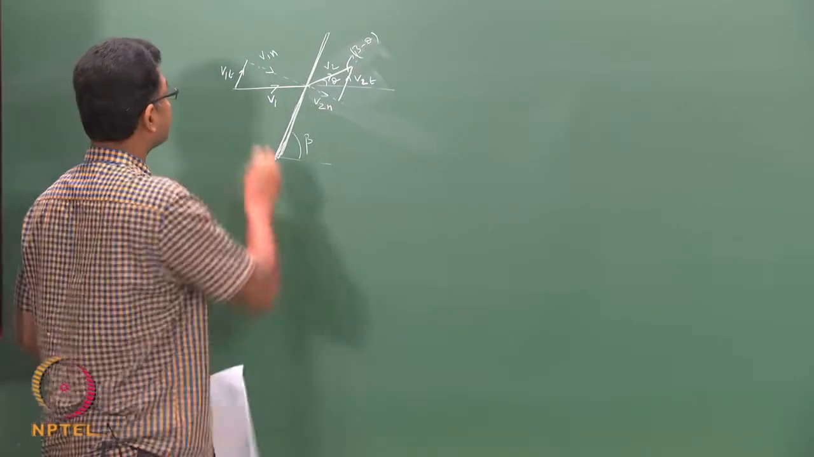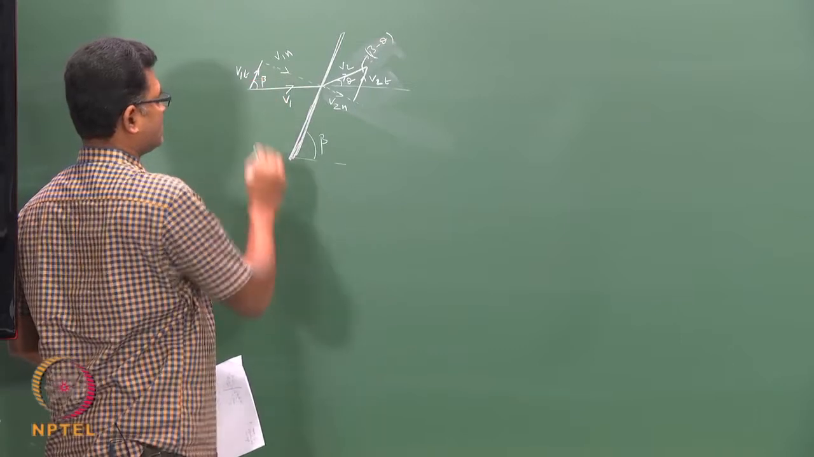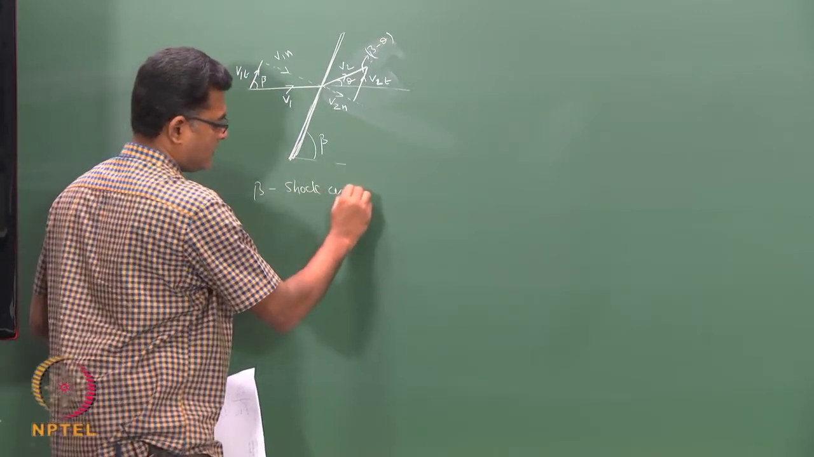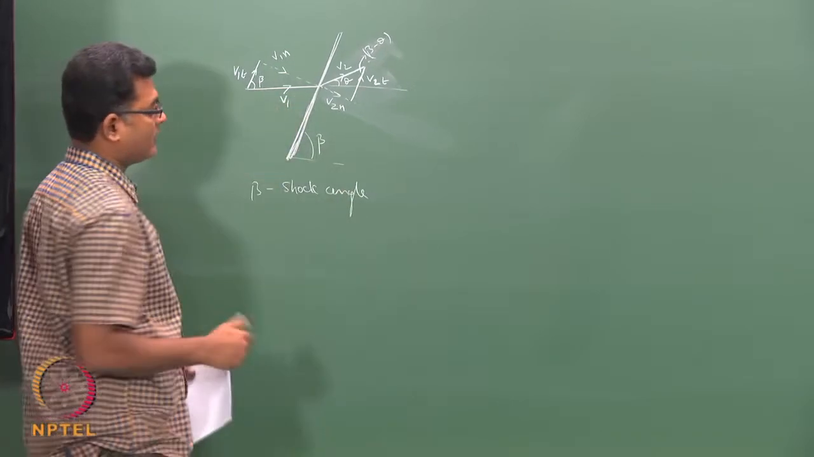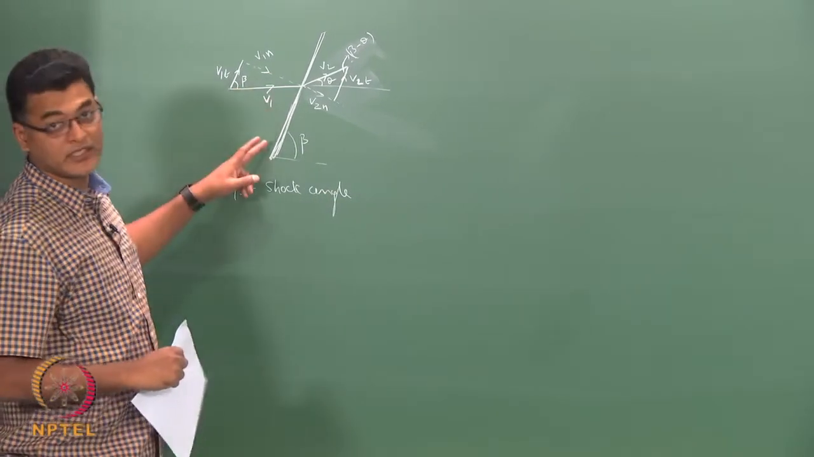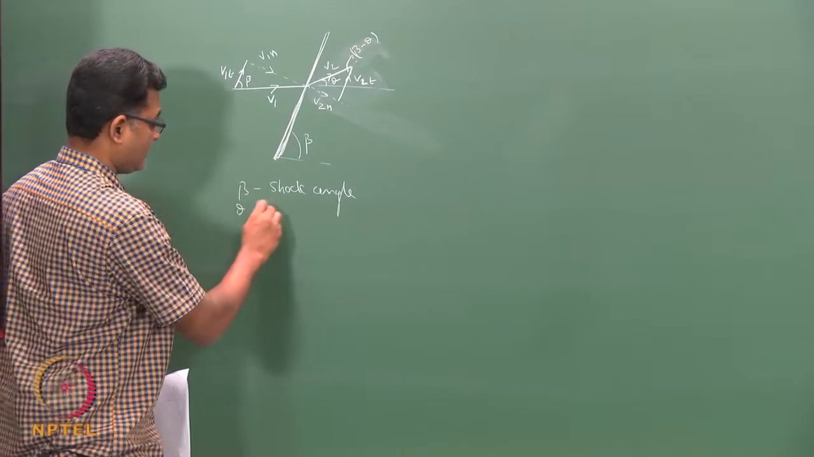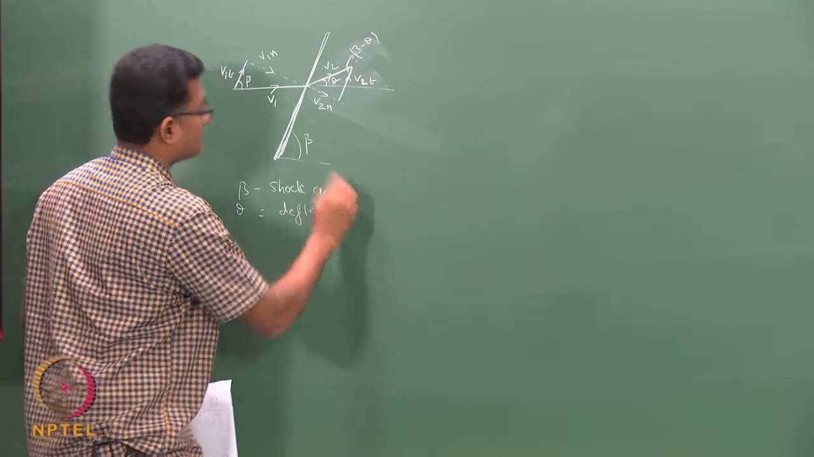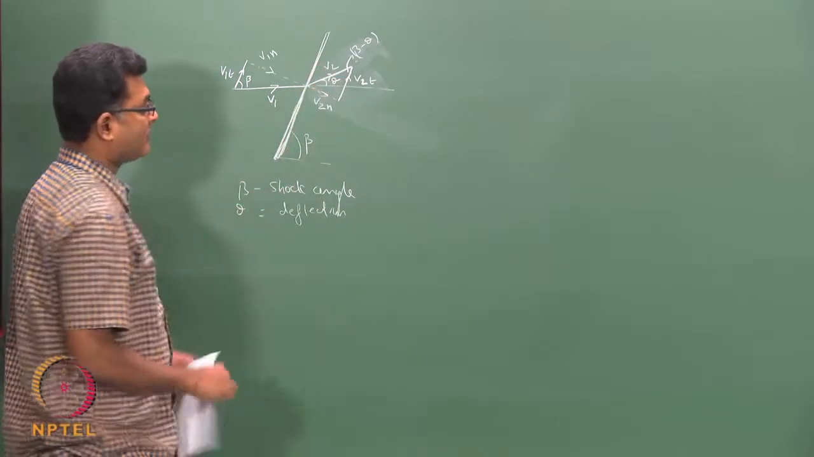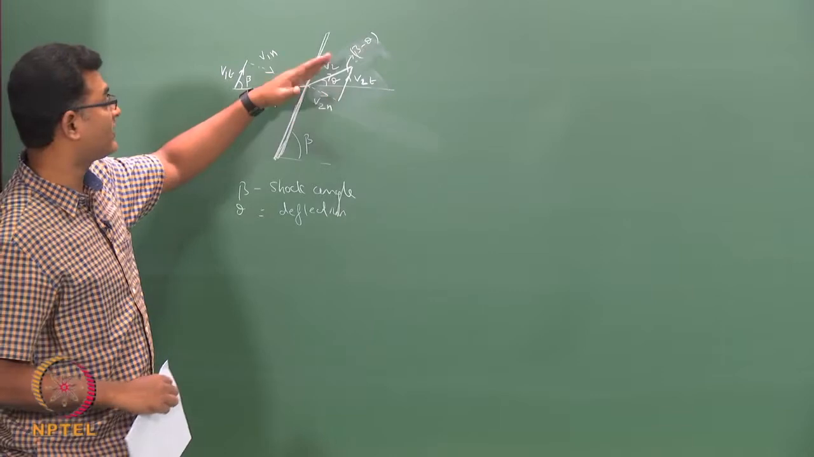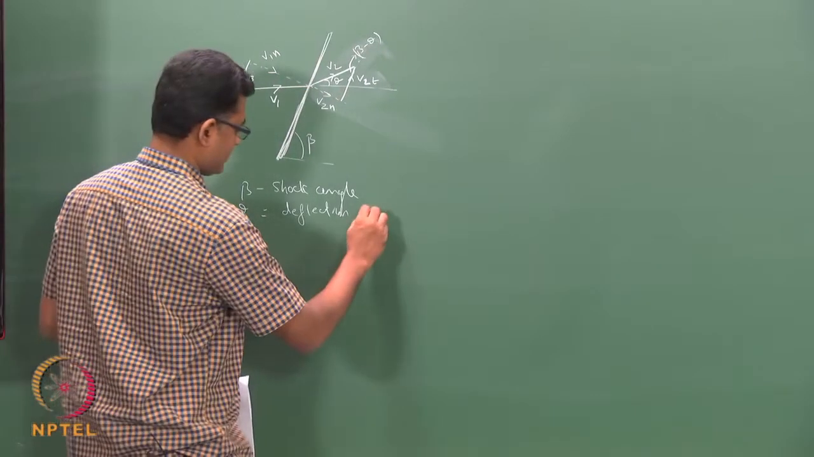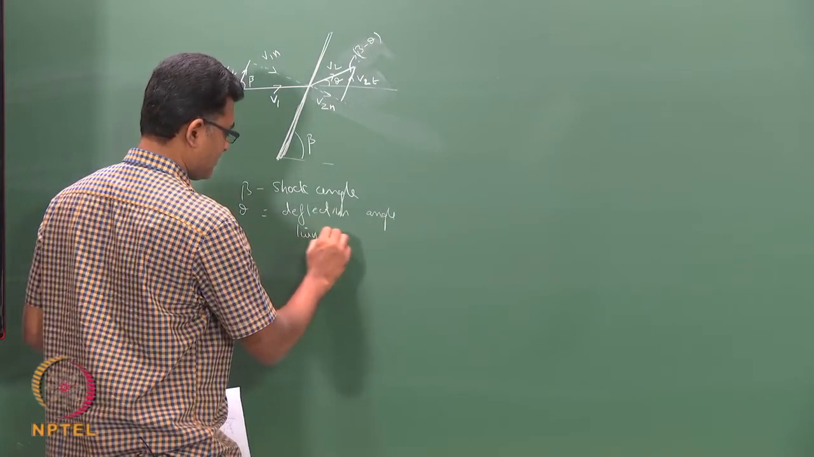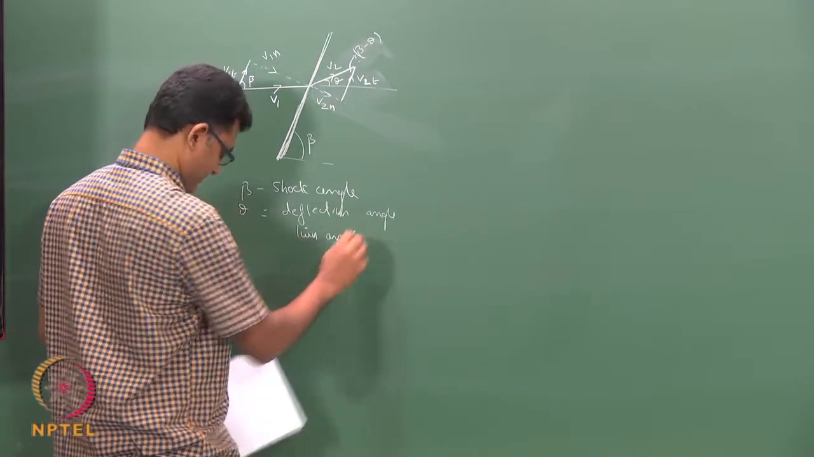Okay. Beta is the shock angle, the angle between the velocity V1 and the shock, and theta is the deflection angle because it is deflected by theta degrees. The resultant velocity is deflected by theta degrees. So, this is the deflection angle or the turn angle because it is turned by theta degrees.